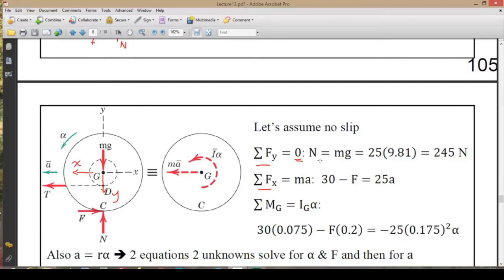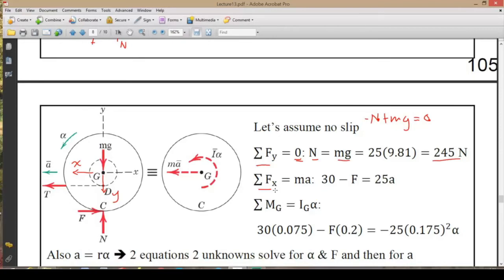Then what we have is N. We can write this equation as, if I use my selected frame, minus N plus mg is equal to 0. The right-hand side is equal to 0 because there is no acceleration in the y direction. And then you can rewrite this equation as N is equal to mg, and calculate the normal force related to the mass and the gravitational acceleration.